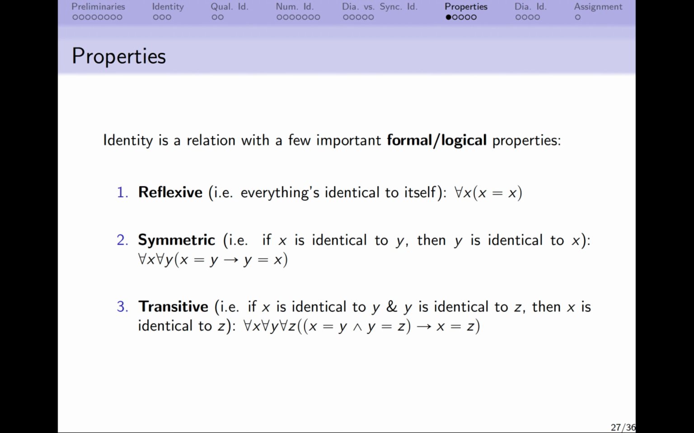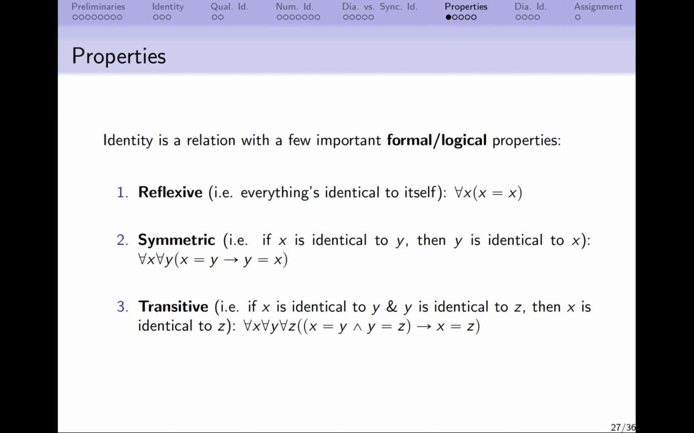That hopefully is fairly uncontroversial. I formalized this in terms of first order logic. That may or may not be helpful to you if you studied first order logic. I guess most of the philosophers would have done in their first year. Then that will be at least somewhat meaningful to you. If you haven't, there's no need to worry. It's only there in case it helps you. So reflexivity: for all X, X is identical to X, is the formalism stated under one.